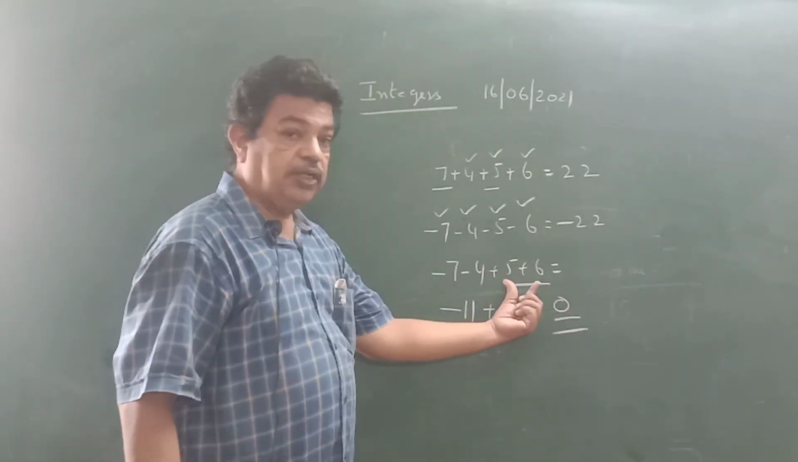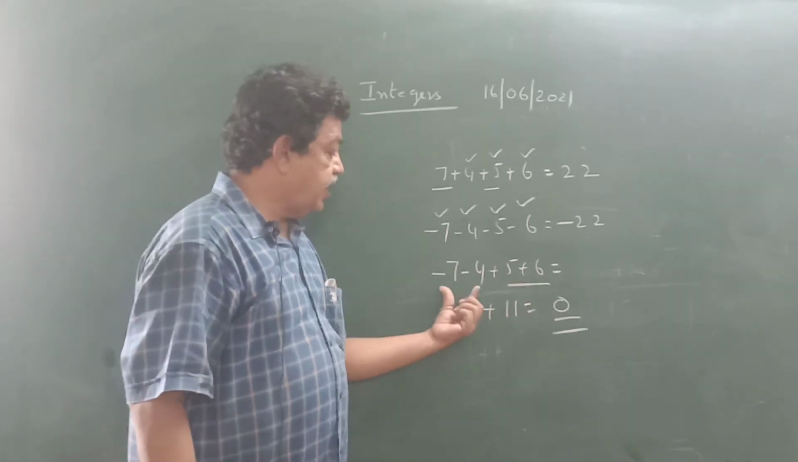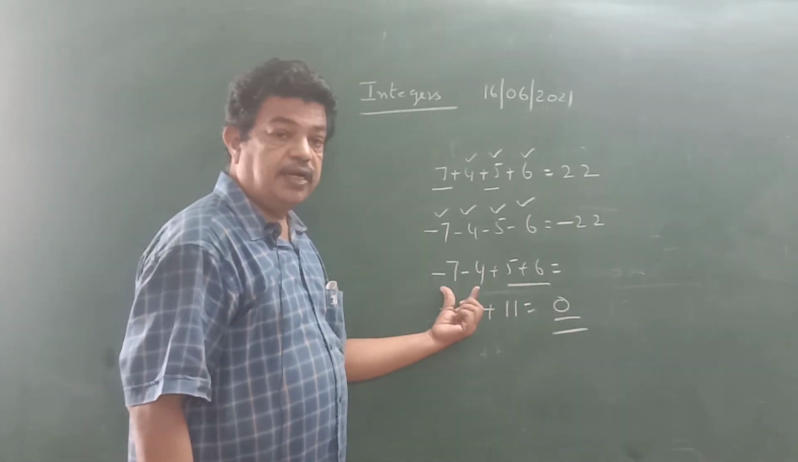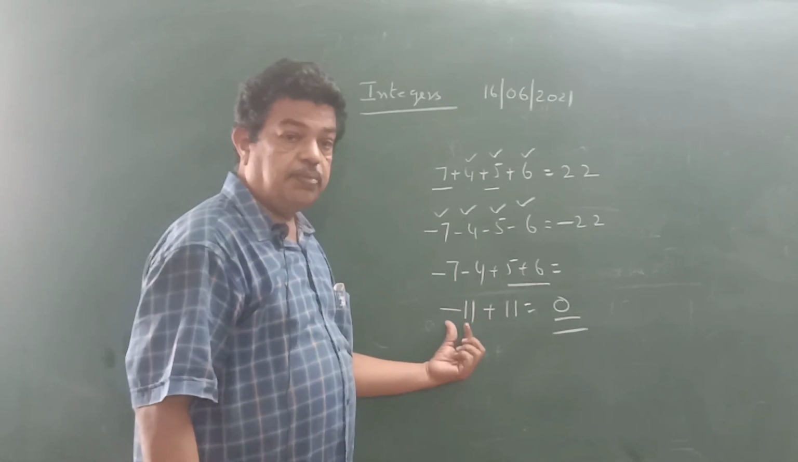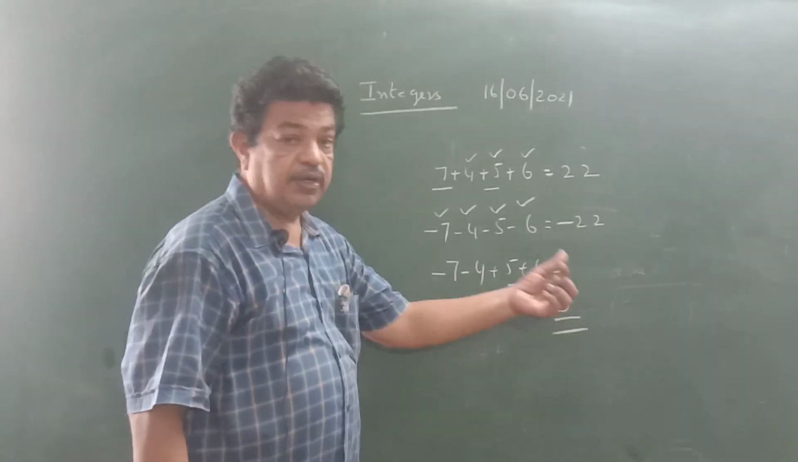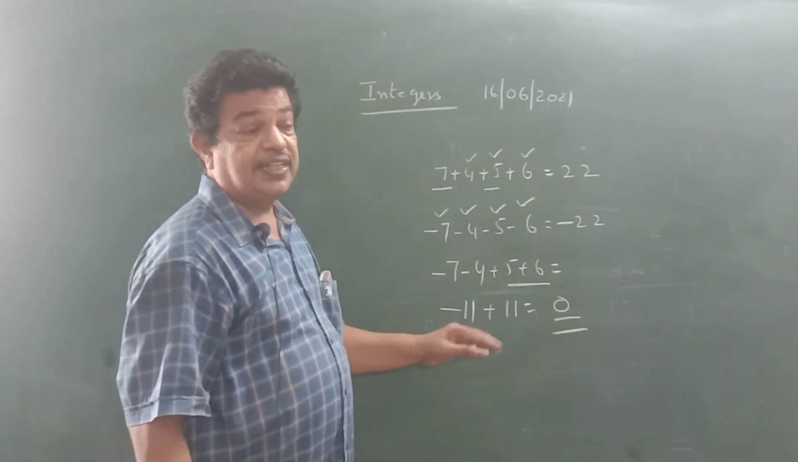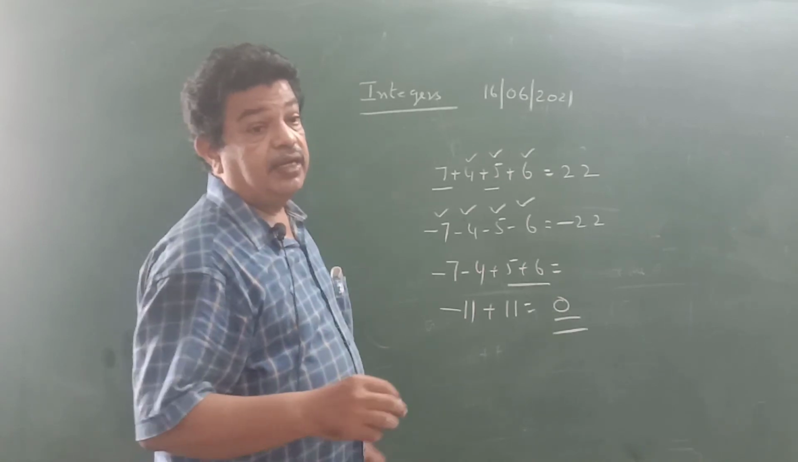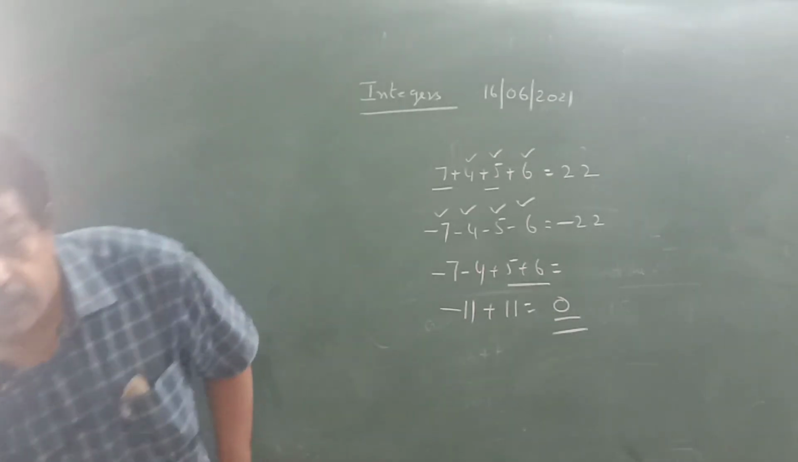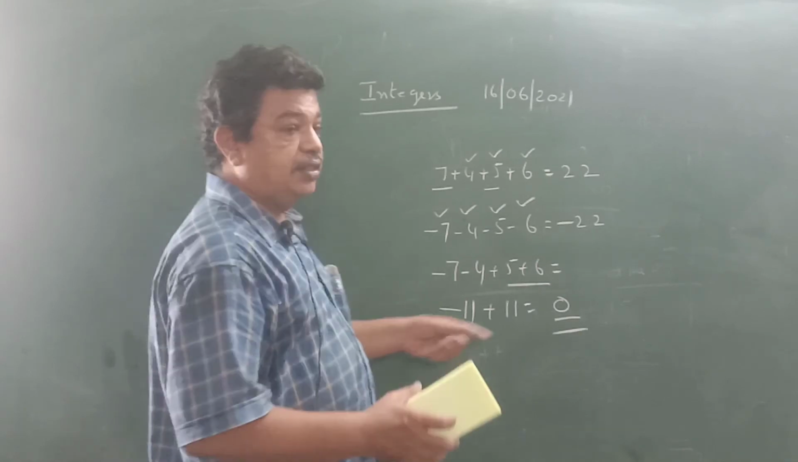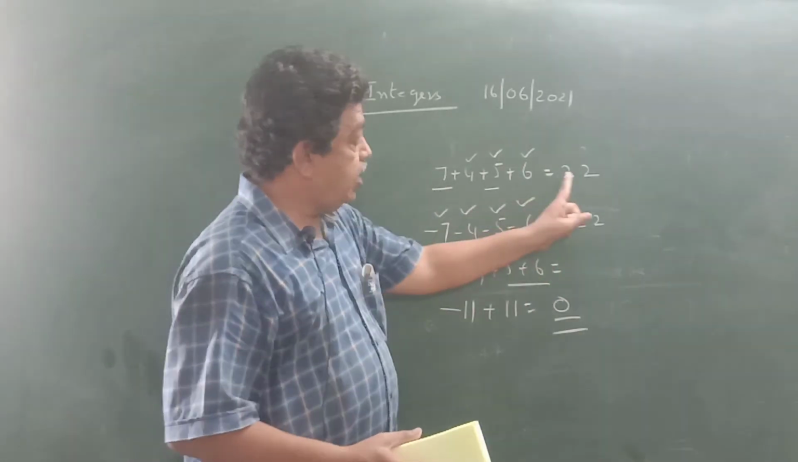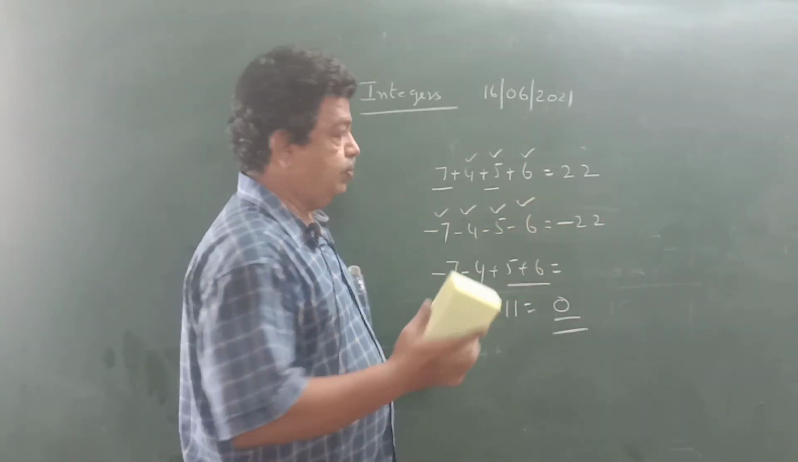Here both are positive. We added them, we got positive 11. Here both are negative. We added them, we got negative 11. Now the sum of negative 11 and positive 11 is equal to 0. So like this, the addition and subtraction of integers will go. You have to be very careful. You go on adding negative integers, the sign is negative. You go on adding positive integers, the sign is positive.